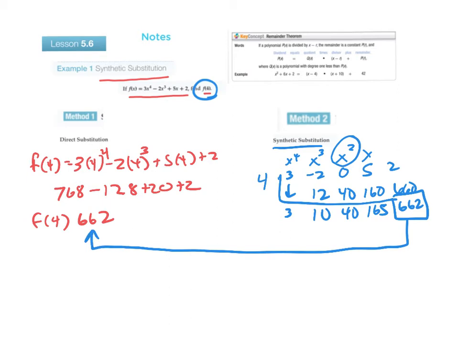So if we use synthetic division, we can actually get the answer to a problem, or we can substitute. So we've done this part, and now we can use our synthetic division also to get our answer.